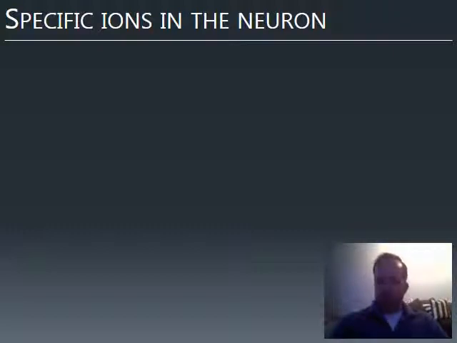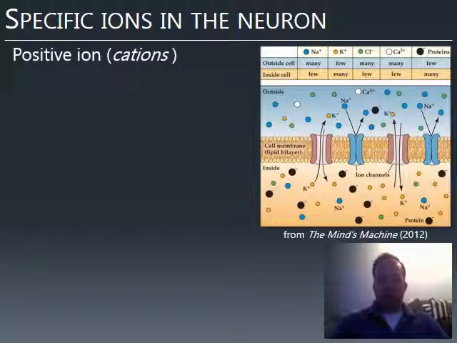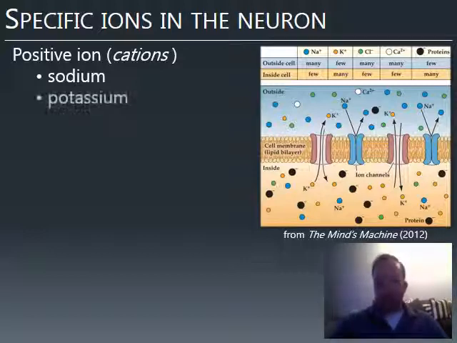So which ions do we care about? Well, we've already mentioned some of the positive ions, which are called cations, not to be pronounced "cations." It looks like it should be said that way, but it's cations. So there are some positive ones, which is to say they have one or more fewer electrons than protons. Things like sodium, which is half of the molecule salt that we all ingest every day. Potassium is another positive ion.